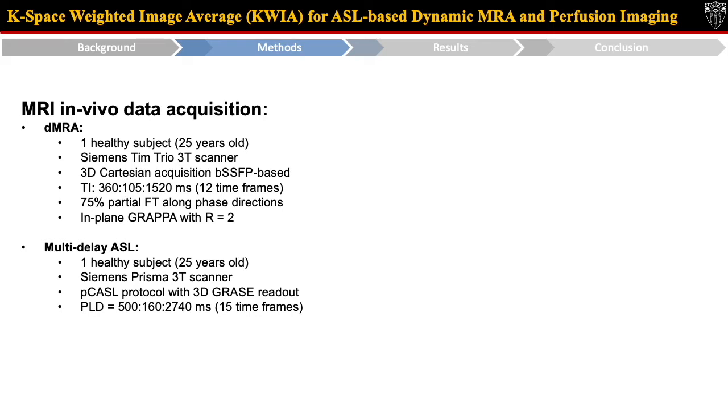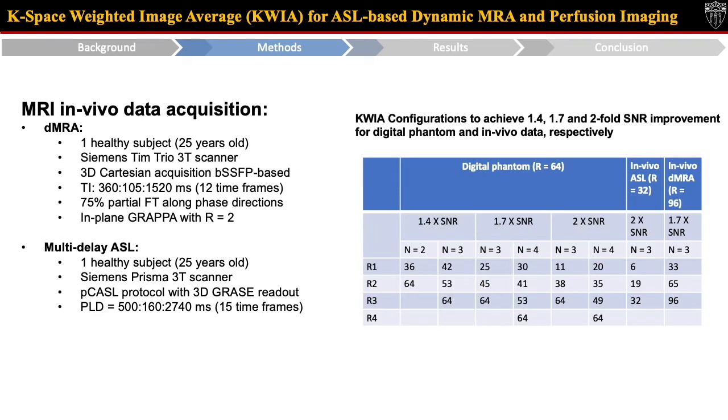We conducted MR experiments for DMRA and multi-delay ASL. Here are some imaging parameters. For DMRA, there are 12 time frames, and partial Fourier and GRAPPA were applied. For ASL, there are 15 time frames. No additional MR conditions were applied. And this table shows the KWIA configurations used in our simulation and in vivo experiments. KWIA was designed to achieve 1.7-fold SNR improvement for DMRA and 2-fold for ASL.